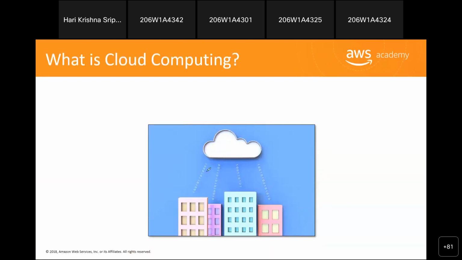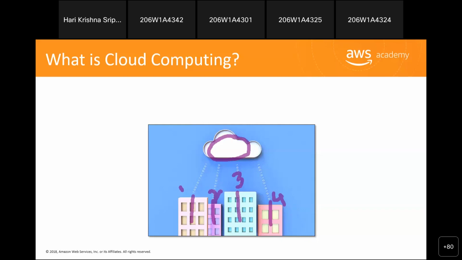So here you can see there is a common point of contact to all these buildings. For example, you consider this as one organization, organization 1, organization 2, organization 3, and organization 4. I'll say 1, 2, 3, 4. So there are four organizations, or we can say four companies, located at different places, right?